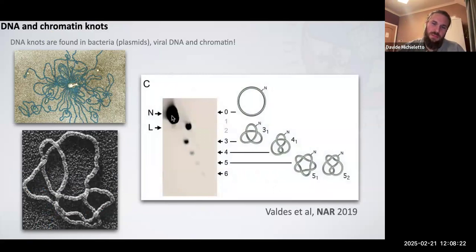This is a gel electrophoresis experiment where you run your DNA through a gel, and you can separate the DNA based on its topology. In this particular experiment, the authors took some very long plasmids and introduced them in yeast cells. These plasmids get chromatinized, so essentially it's chromatin. Then you run it through the gel, and you see that you form knots in these plasmids inside yeast cells. So chromatin is knotted inside our cells.